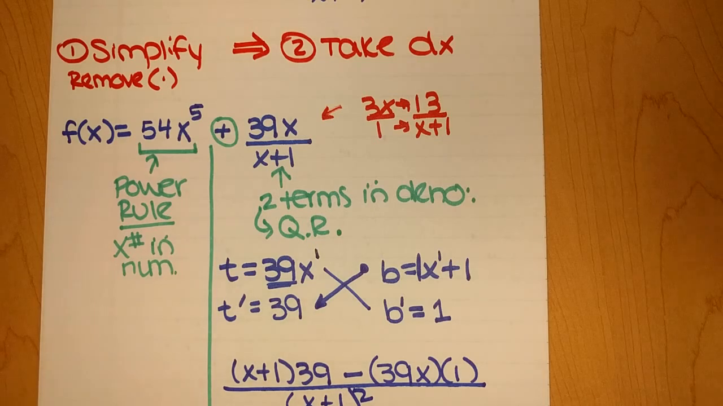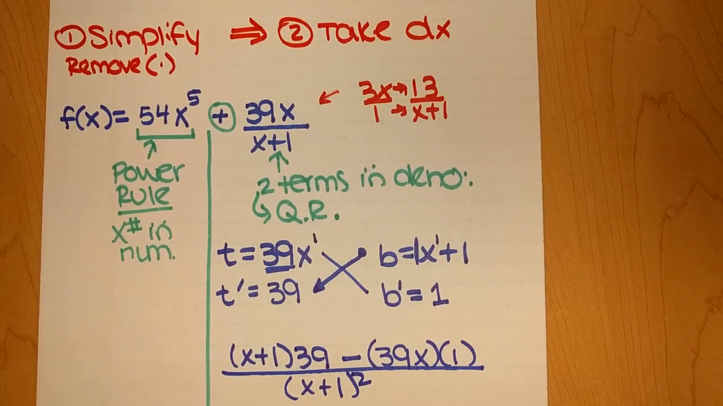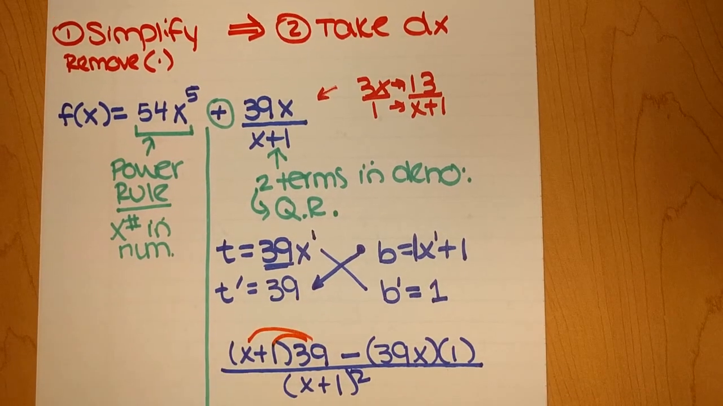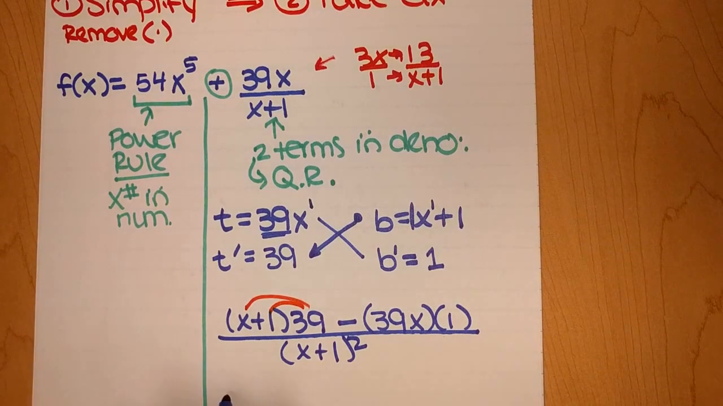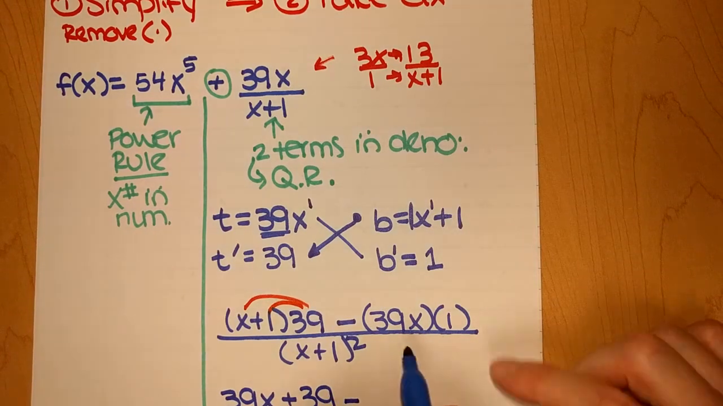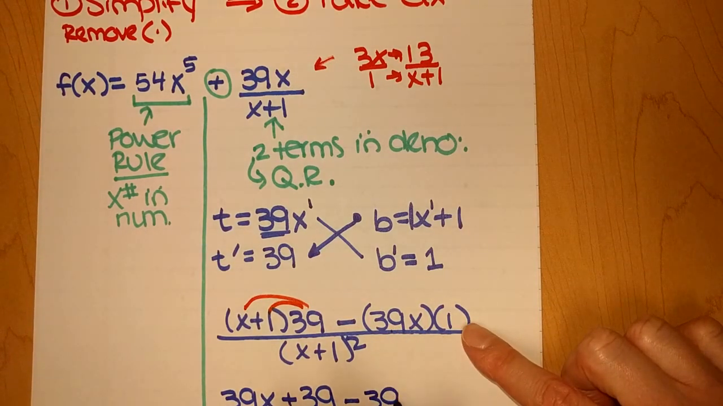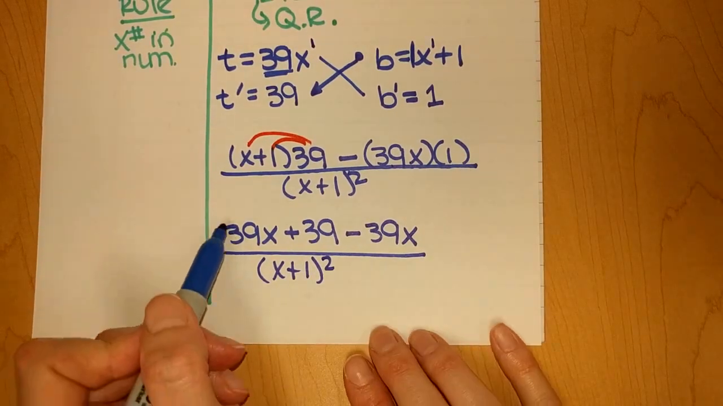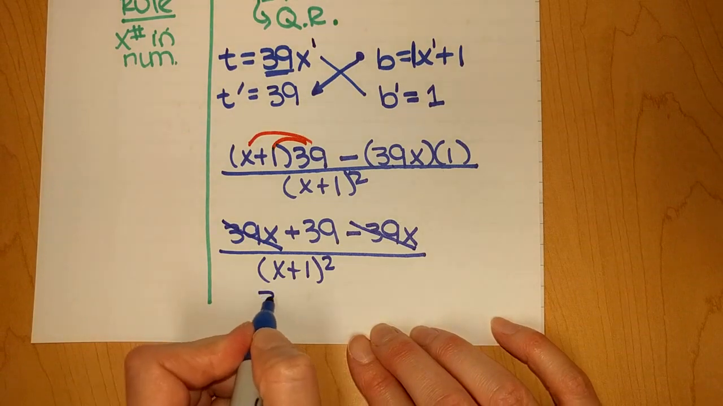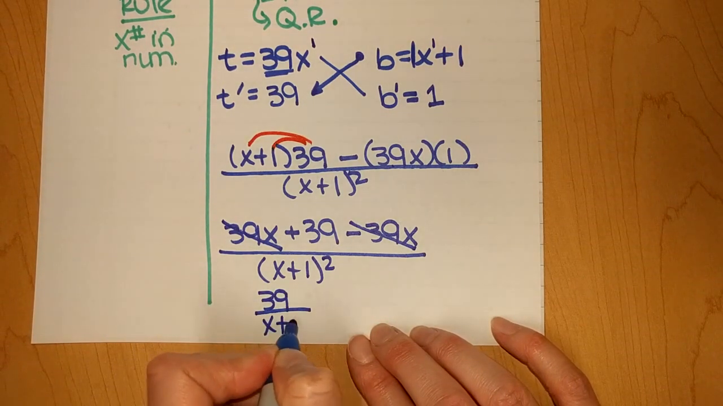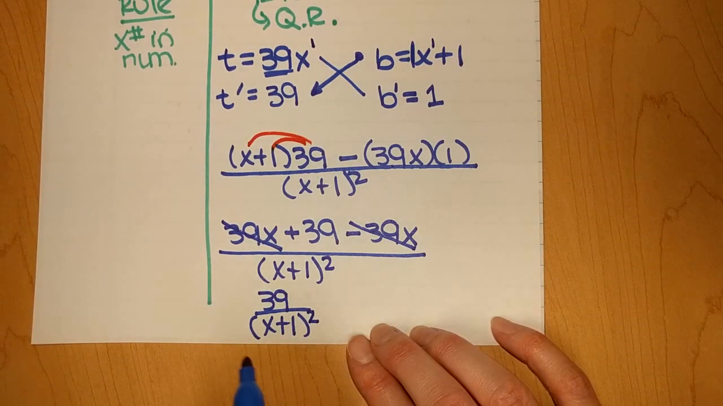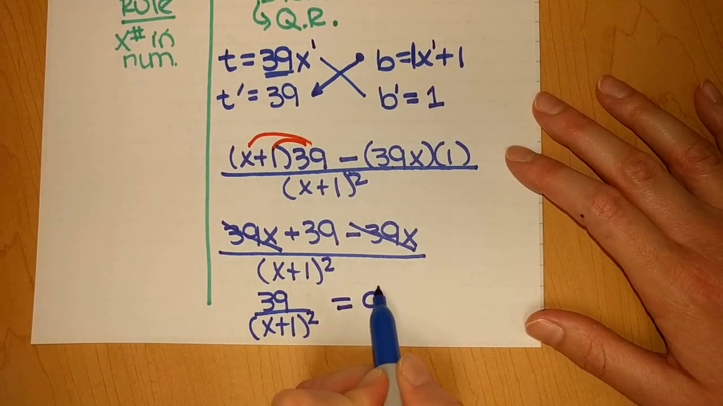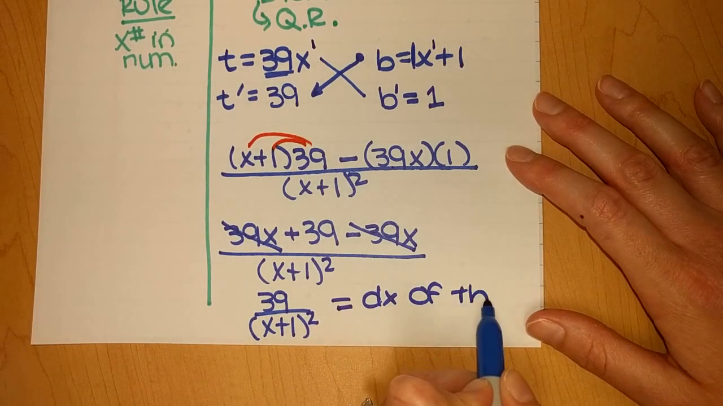Okay, so now we need to simplify. To simplify, we remove our parentheses. So this 39 is going to get distributed. We have 39x plus 39 minus the 39x times 1, which just gives us 39x, over x plus 1 quantity squared. Then we see that the 39x's cancel, so we get 39 over x plus 1 quantity squared. Now, that is equal to the derivative of the second term.